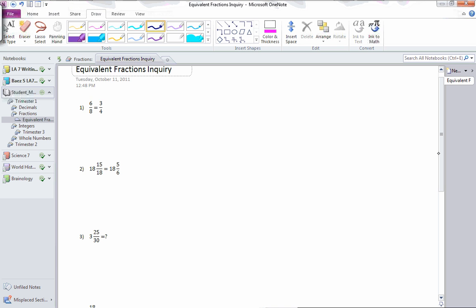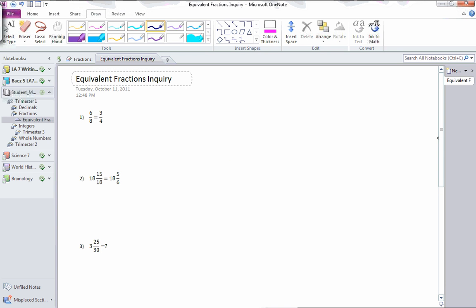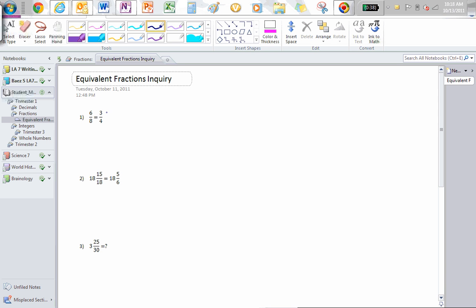Alright, so we're doing equivalent fractions. This is an equivalent fraction because I'm going to show you two different ways to do this. I'm going to start off with one that you can do on paper, and then I'll do one that you can use a website for.